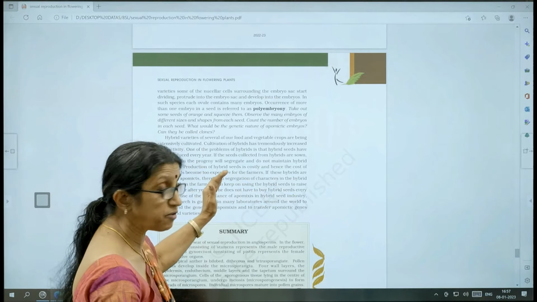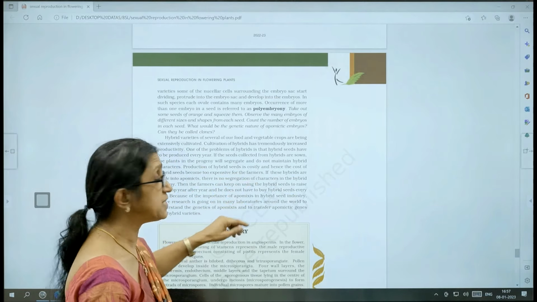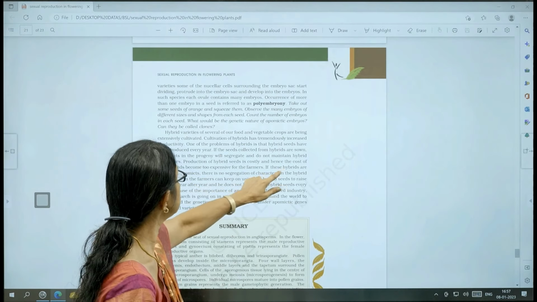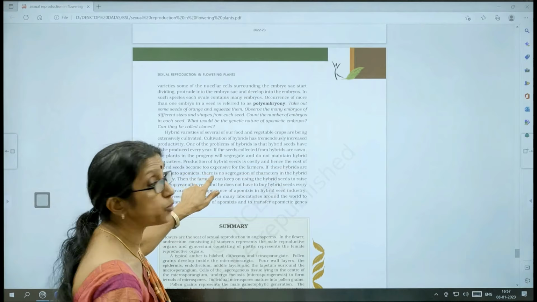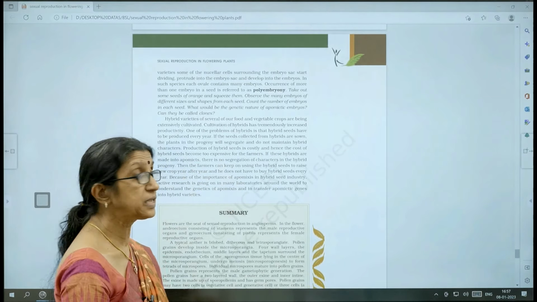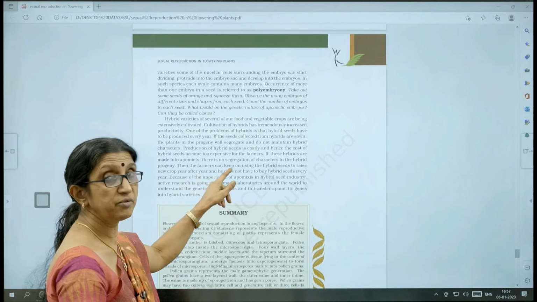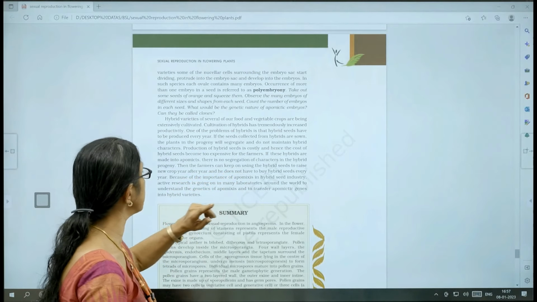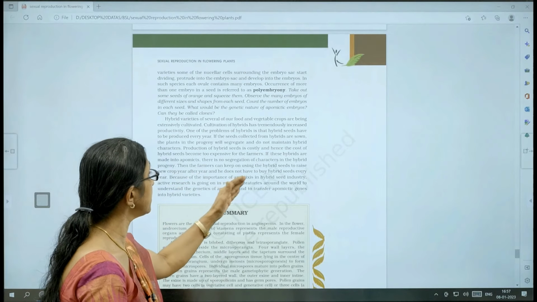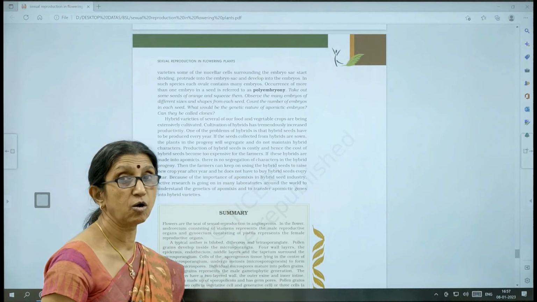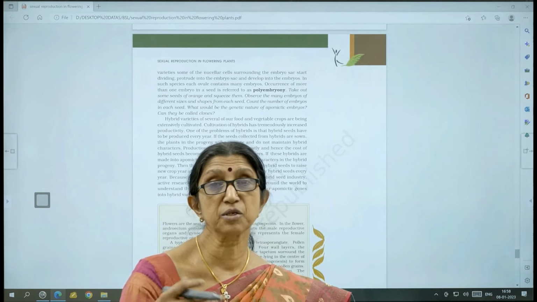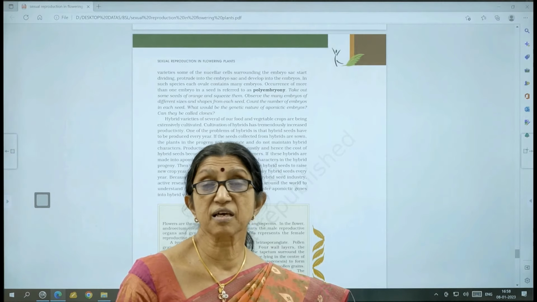So production of hybrid seed is costly, hence hybrid seeds become too expensive for the farmers. If these hybrid seeds are made to apomix, there will not be any segregation of characters in the hybrid progeny. Thus the farmers can keep on using the hybrid seeds to raise the crop from year to year. There is no need for getting new hybrid seeds, which are very expensive.